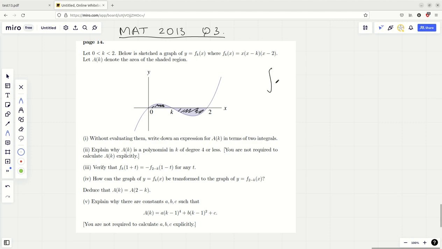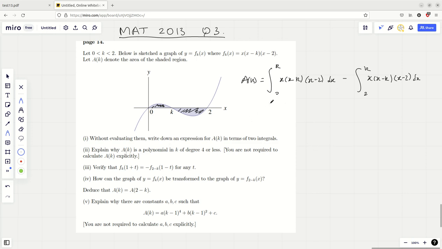So, okay, let's go. I'm going to write down A of k equals, obviously between k and 0, we want to integrate x minus k, x minus 2, and take away from that, from 2 to k, x minus k, x minus 2. We know, sorry, I'm writing x plus 2. We know that this is going to be negative, so when we take away a negative, it's going to become positive, and we get the actual area. So that's part 1, and that's, I'm sure, not a problem for you.